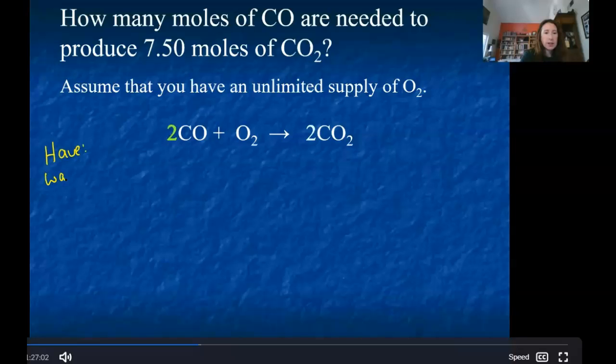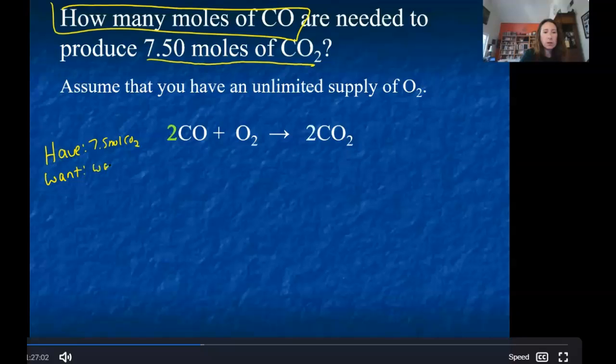So if you're having trouble, this little have and want is going to help you direct and focus on where you're trying to go to in what you have. So if we start with 7.5 moles, and this says how many moles of CO. Moles of CO. Yes, I'm seeing lots of them now. So again, if you're like, I don't know where to start, I don't know what to do, start with the number they give you. 7.50 moles of CO2, right?